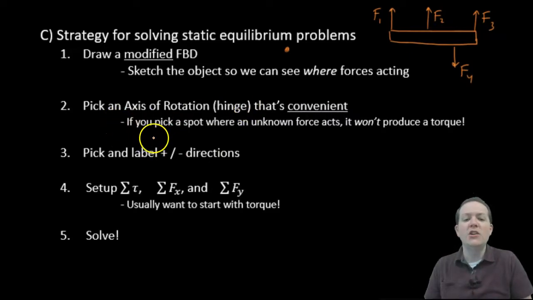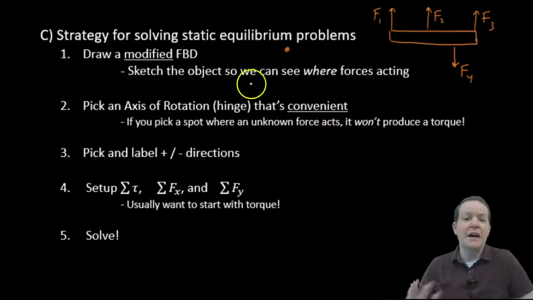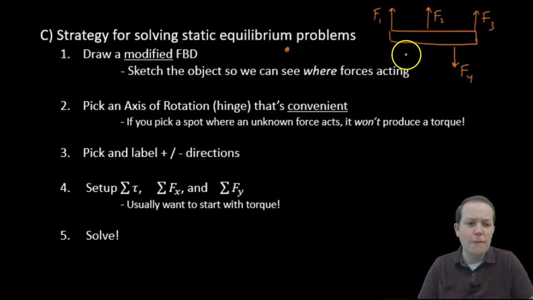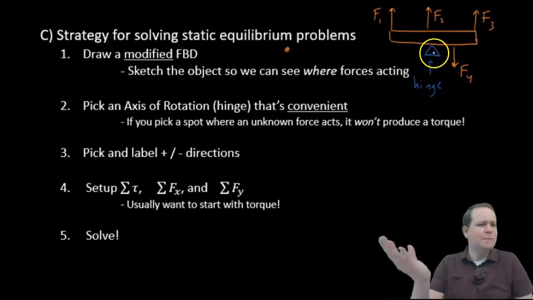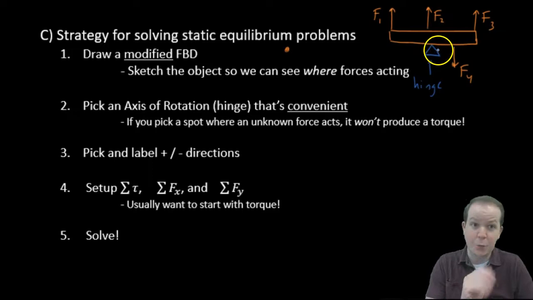Next, pick a location for the hinge where the object is going to be rotating. Especially if it's nice and uniform, usually the hinge is going to be right in the middle. Also, a lot of times the problem is going to tell you, or it's going to be super obvious where the hinge is. Like if there's a teeter-totter problem, and it says it's balancing on this little fulcrum, this triangle, that's probably where you want the hinge to be.